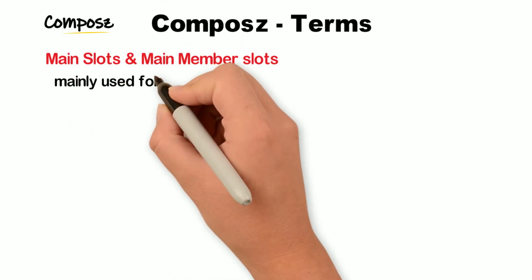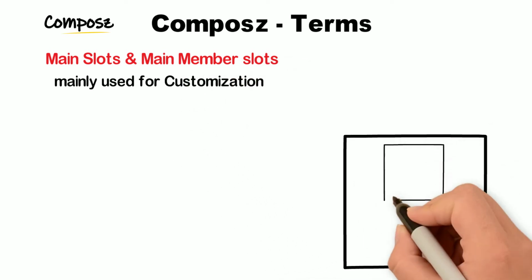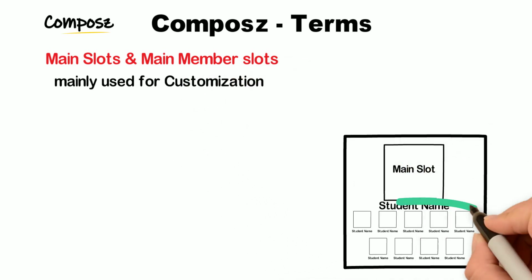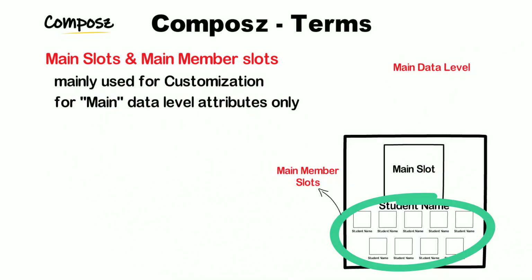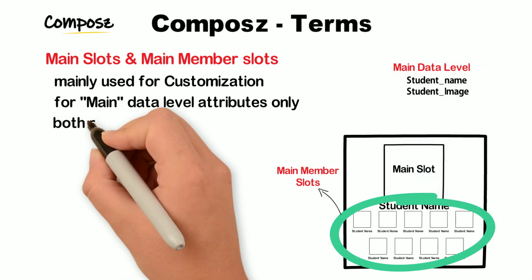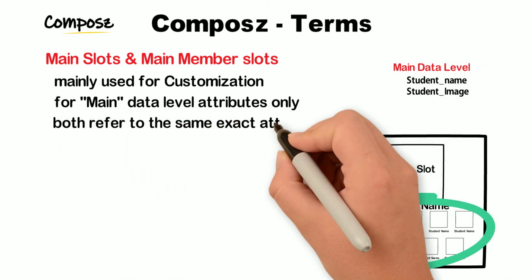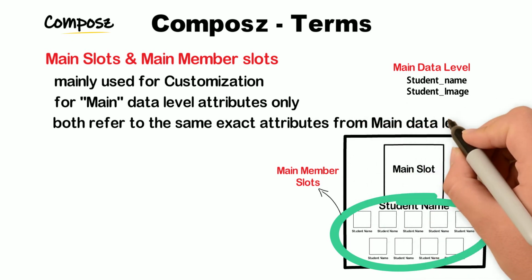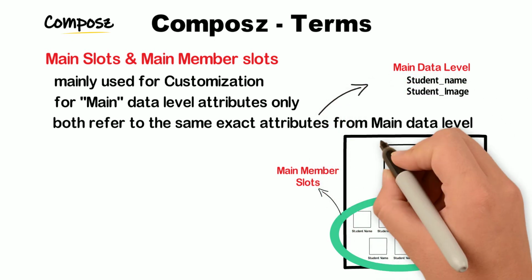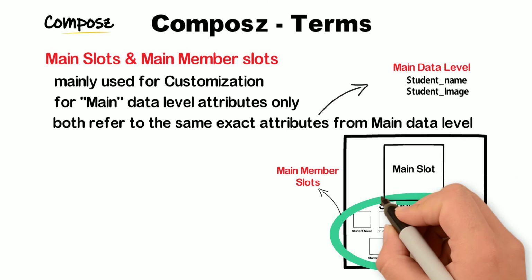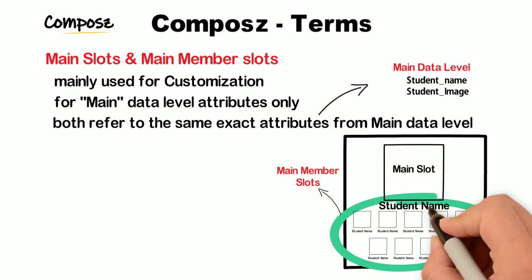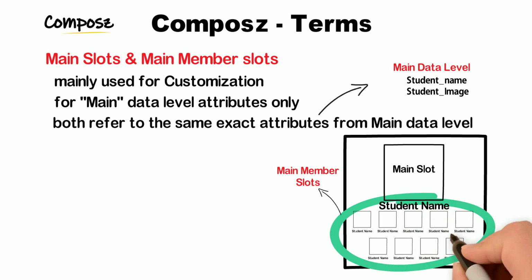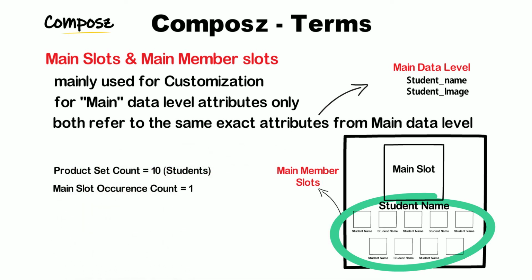Main slots and main member slots. For the purposes of customization, Composz has created these two terms, main slots and main member slots. As you might have guessed, main slots and main member slots are for attributes belonging to the main data level only. In fact, they refer to the same exact attributes you chose as slot fors from the main data level. Main slots should be thought of as slots where prominence is required, meaning a large image size and a large text size. Main member slots should be thought of as classmate slots, which usually are smaller in size for both text and image.